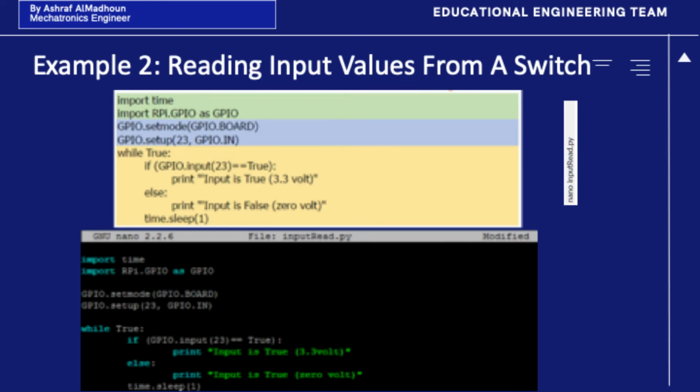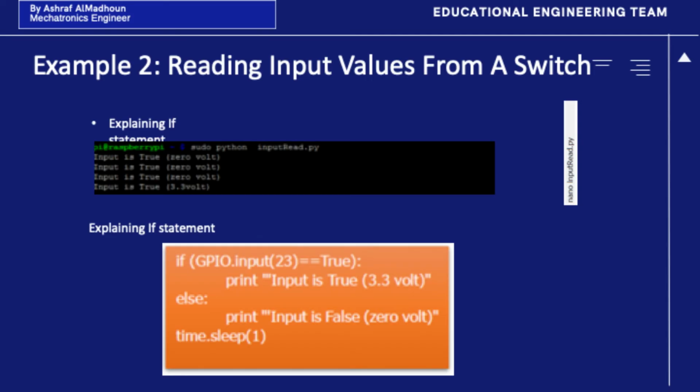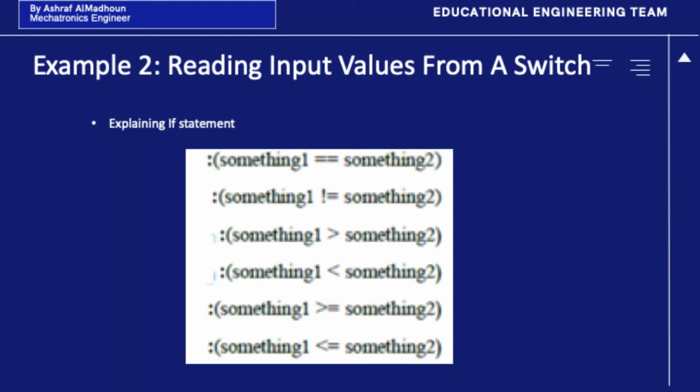Reading the input values from a switch. Now the goal from this example is reading digital input values using a switch and displaying the results on the screen. Now it will require again a breadboard, Raspberry Pi board, switch, 10K ohm resistors, and connection wires. And example number 2 is reading input values from a switch. So explaining the if statement. Here we have this coding for the if statement. Again, this is explaining the if statement.